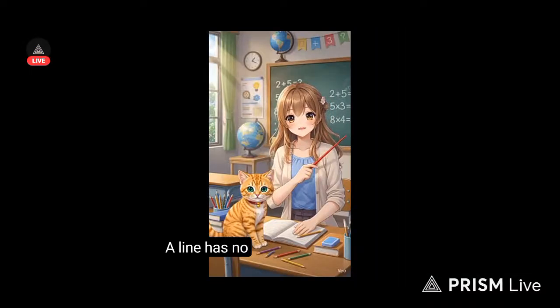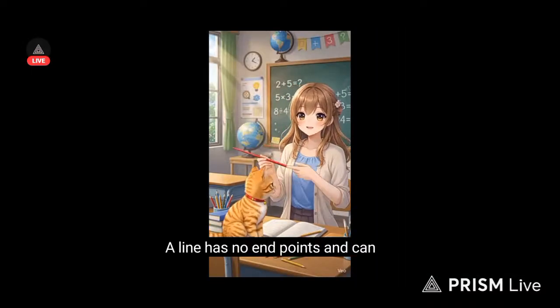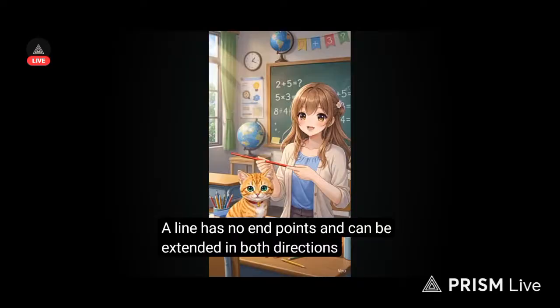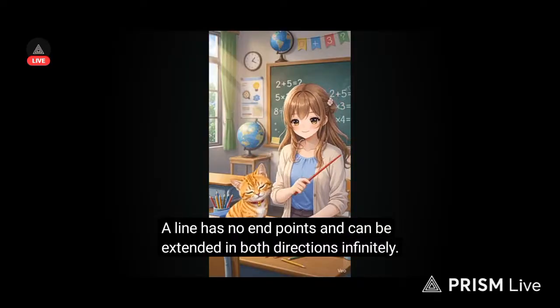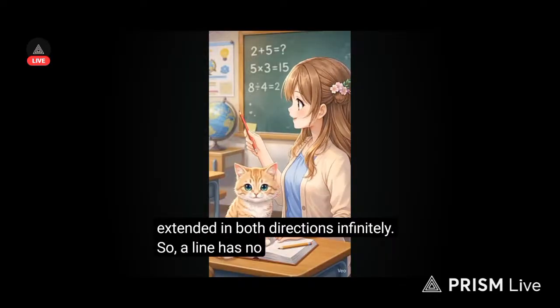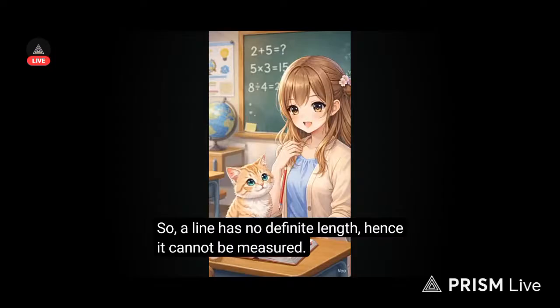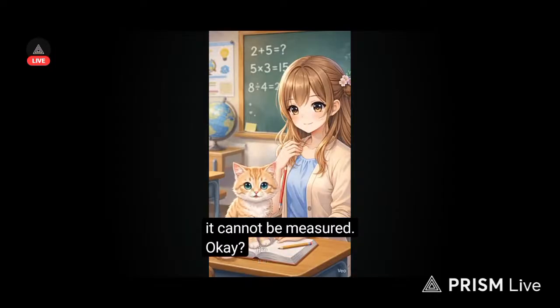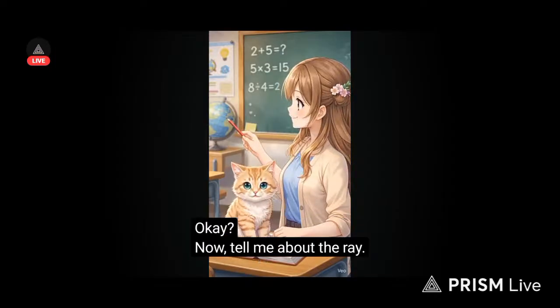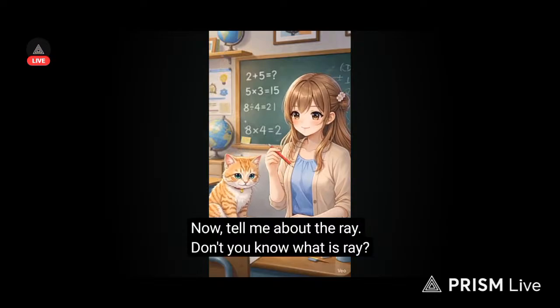A line has no endpoints and can be extended in both directions infinitely. So, a line has no definite length, hence it cannot be measured. Okay? Now tell me about the ray. Don't you know what a ray is?